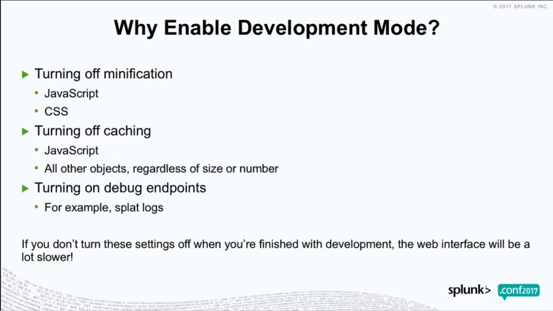So what we did with those 6 lines there is that we turned off minification, which will actually slow it down considerably. We're turning off the caching for your JavaScript and all other objects, regardless of size or number. And then we're turning on the splunkd logs to debug. And if you don't remember to turn these back off, your Splunk instance, the web interface will be so much slower.